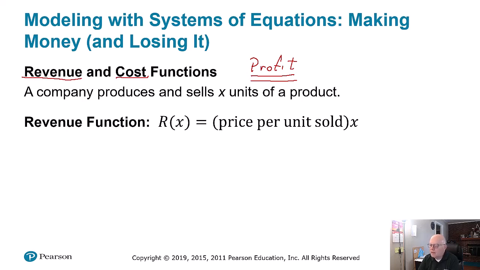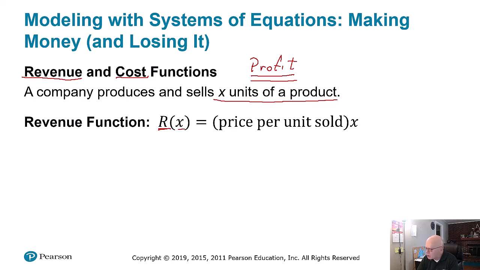So here's our revenue function. R for revenue. That makes sense. X represents how many items we're going to sell. TVs, for example. Put something tangible in it. This would be the revenue, or the money coming into our cash register if we sell X TVs.